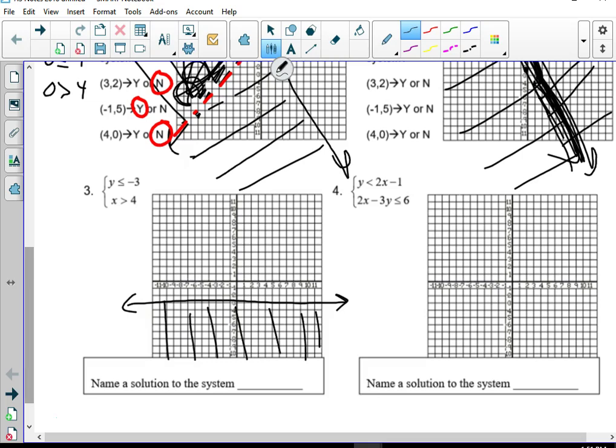Okay? X is greater than 4. Greater than. So it's going to be a dotted line right here. And that's also easy. Which way is greater, right or left? Right. So it's going this way. So where's my area solution? In the bottom corner. Down there.